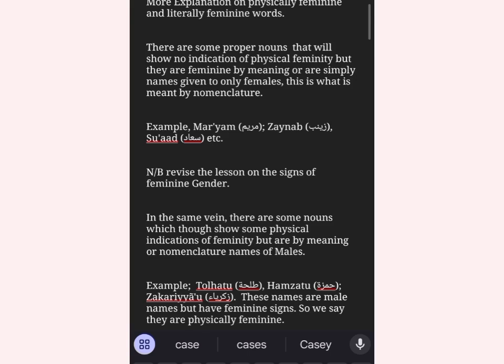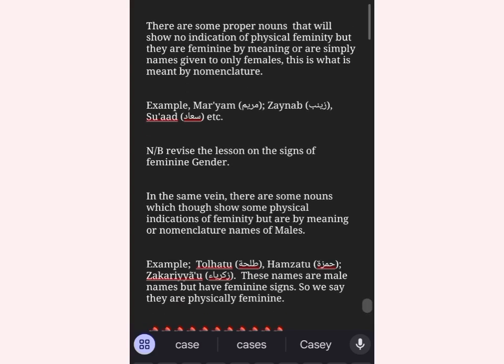These names, by their physical look, by their structure, do not have ta marbuta, neither do they have alif mamduda, nor do they have any of the major signs of feminine that we talked about in the previous lessons. So to understand these better, revise the lessons on signs of feminine gender. If this is understood, all of these names, Zainab, Maryam, Suad, do not carry any sign to indicate that they are feminine. So they are masculine by structure.